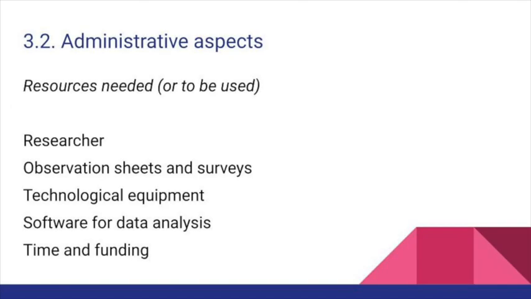Regarding the administrative aspects, we have to take into consideration the resources needed for this research. Number one is the researcher. Although we understand that we are part of this investigation, we tend to look away or we tend to actually forget that we are a resource in this process. Number two are the observation sheets and all of the surveys, as well as the assessment for the students.